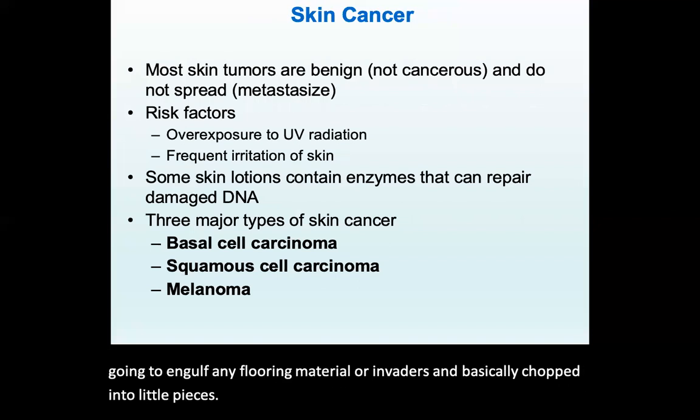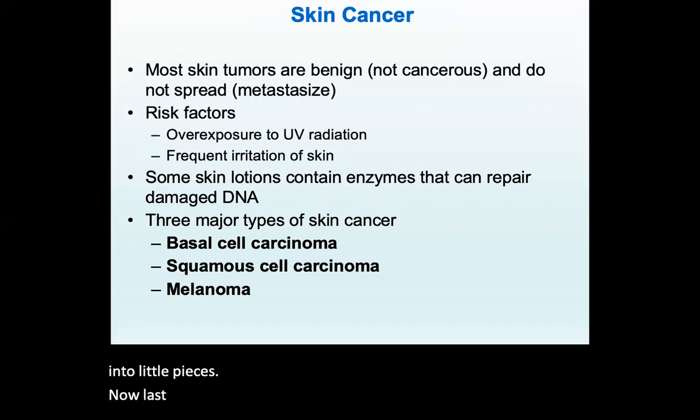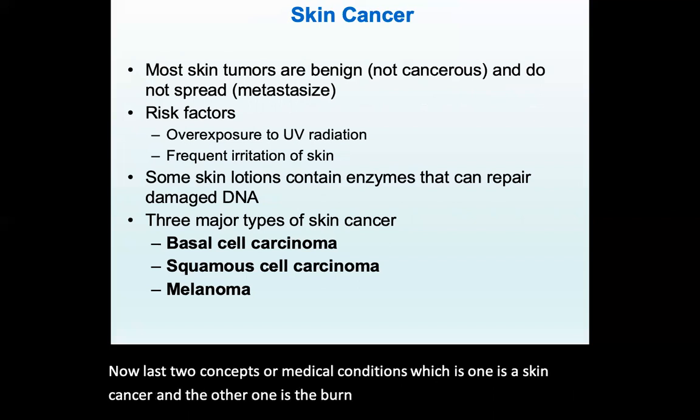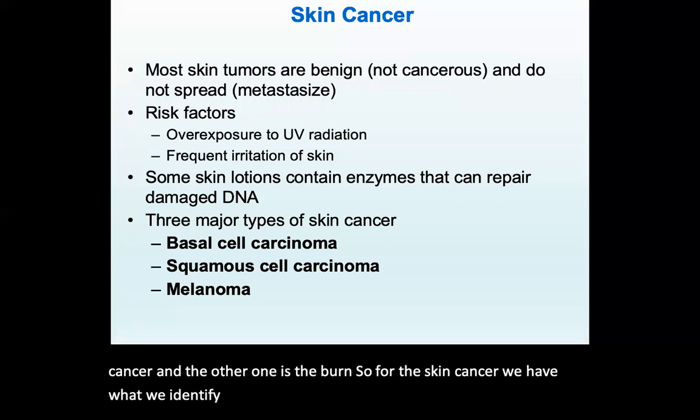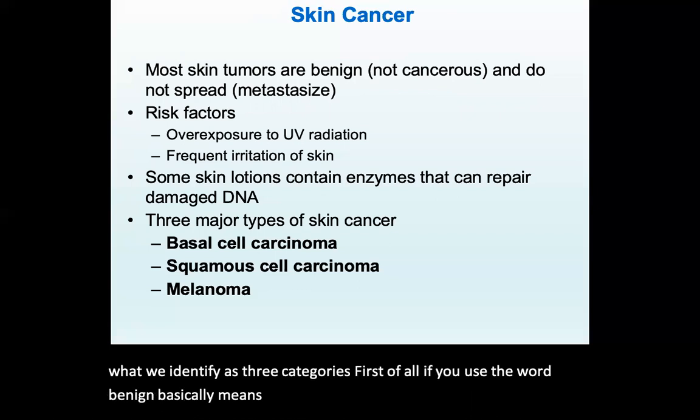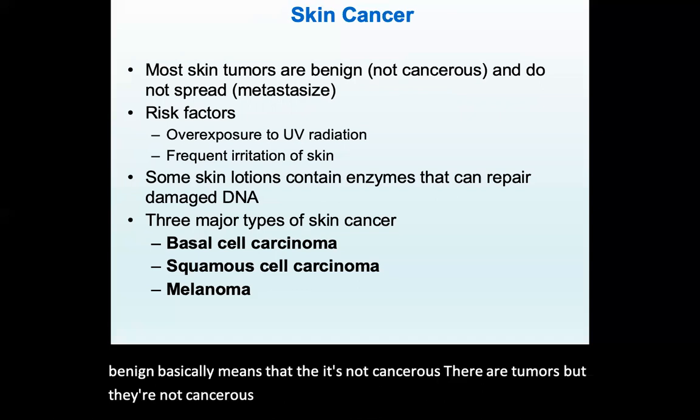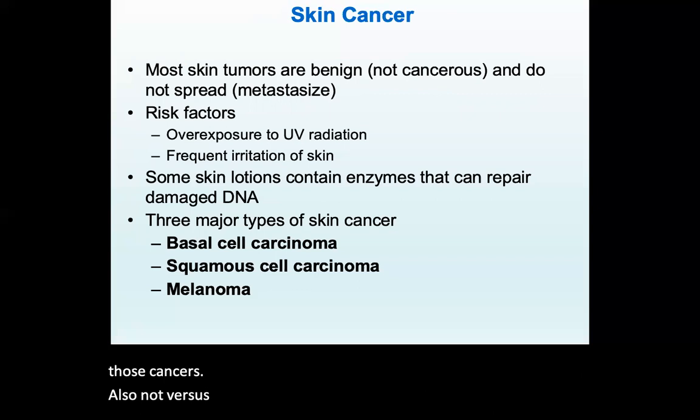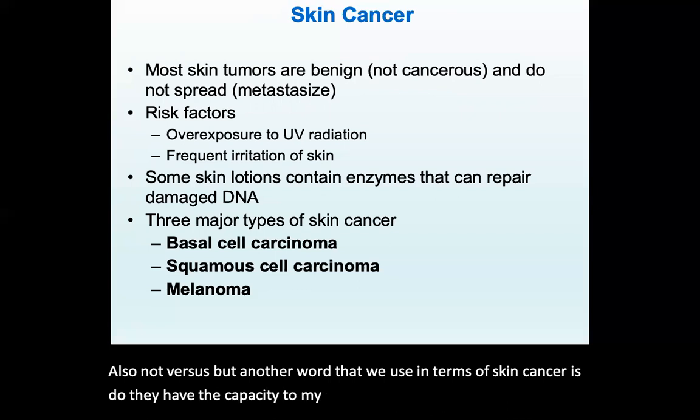Now, the last two concepts are medical conditions, one is skin cancer and the other one is a burn. So for skin cancer, we have what we identify as three categories. First of all, if you use the word benign, it basically means that it's not cancerous. There are tumors, but they're not cancerous. Another word that we use in terms of skin cancer is, do they have the capacity to metastasize, which basically means, can they spread to other parts of the body?